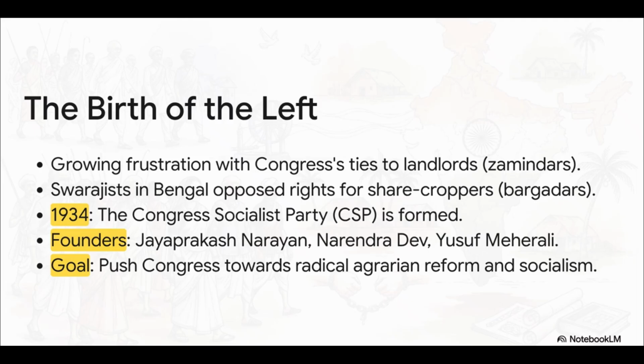And this is exactly where the left steps in. A new generation of leaders, people like Jayaprakash Narayan and Narendra Dev, they got really frustrated. They saw the Congress Party as being way too cozy with its wealthy landlord supporters, the zamindars. So in 1934, they formed the Congress Socialist Party. Their goal wasn't to leave Congress, but to push it from the inside, to force it to adopt a much more radical socialist agenda that would tackle class inequality head-on.